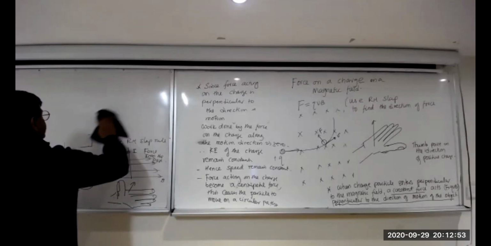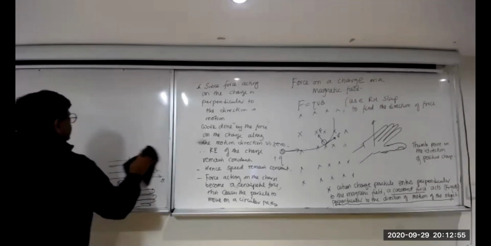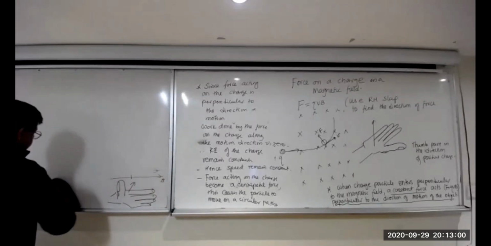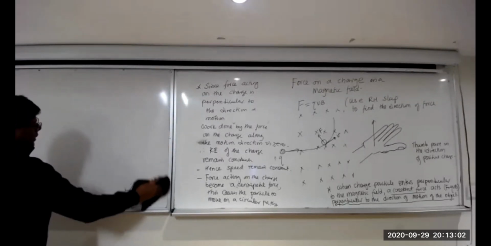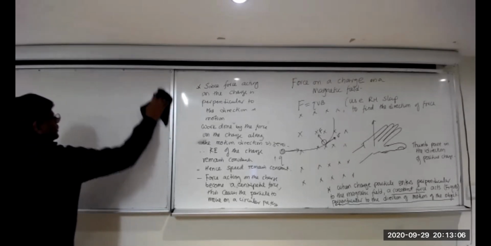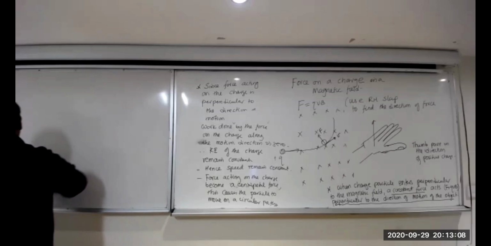Now, for the DC motor, you guys should be familiar with the function of the split ring commutator. It reverses the direction of the current. Therefore, the forces will reverse every half a rotation, which enables the coil to rotate continuously in one direction.